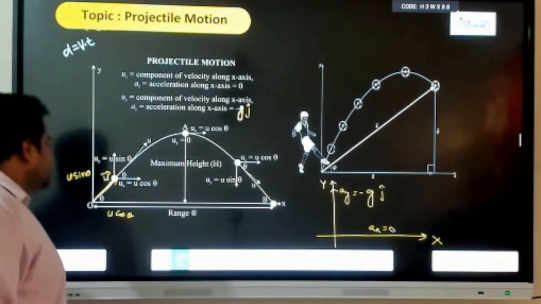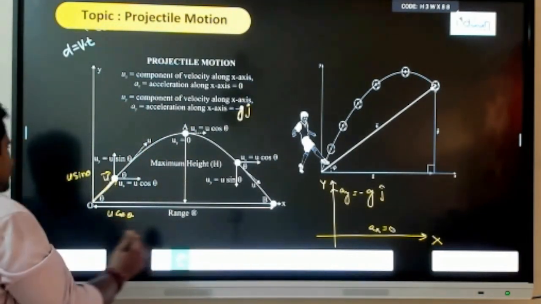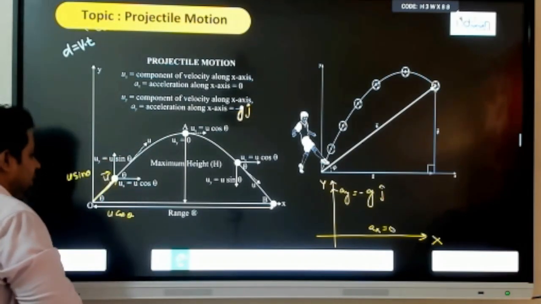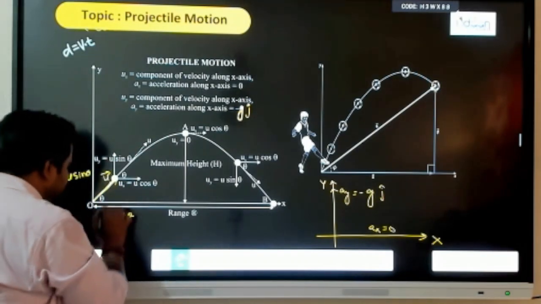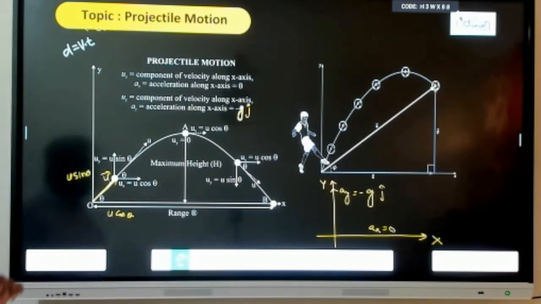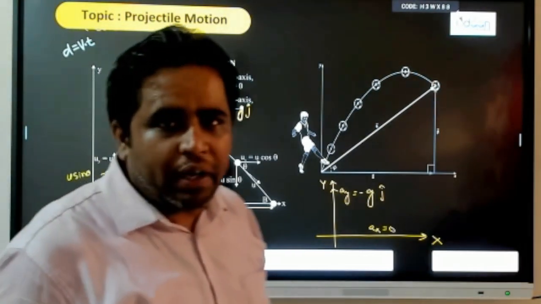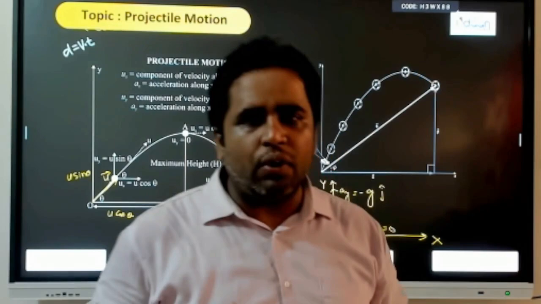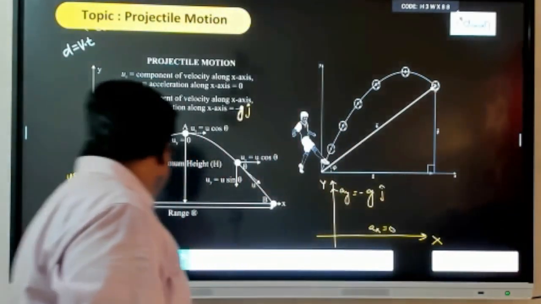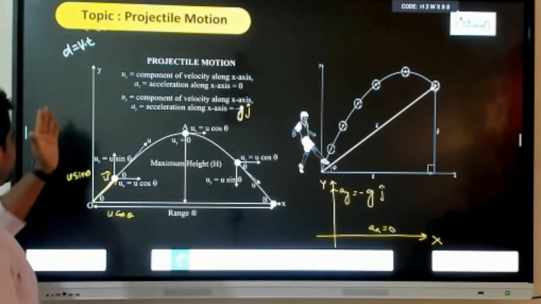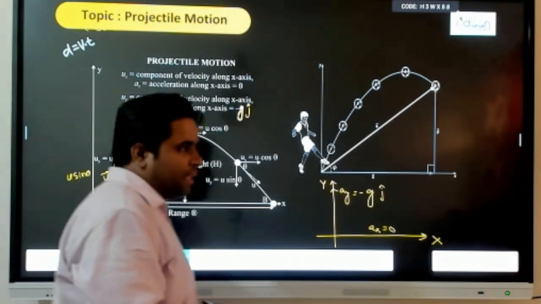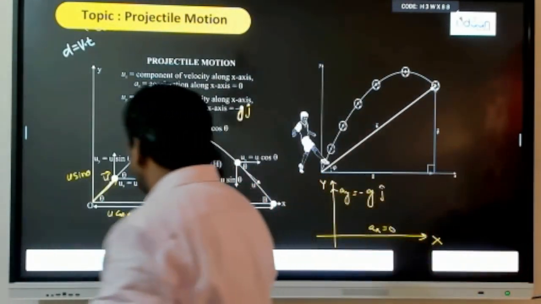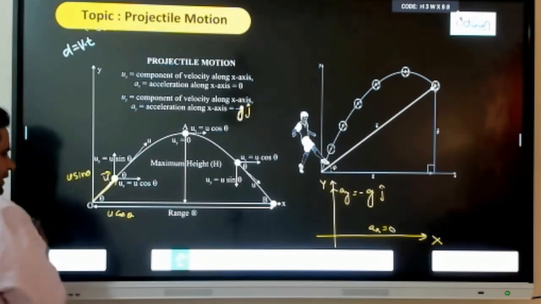I hope you have understood my point. Now, suppose I am projecting an object with some velocity, and that velocity is considered to be the initial velocity, making some angle theta with the x-axis. So what will happen? It is going to make two components, one on the x-axis and one on the y-axis. On the x-axis it will be written as u cos theta, and on the y-axis it will be written as u sin theta.